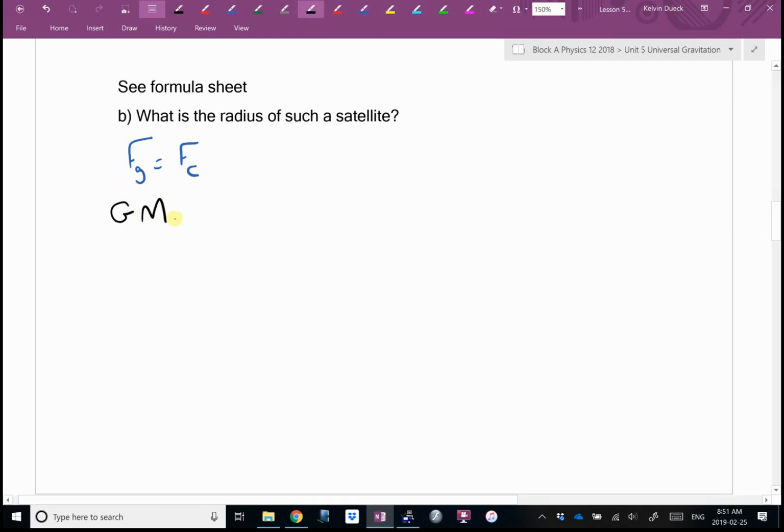Big G, big M, little m over r squared equals m. Which acceleration equation am I going to use here for moving in a circle? Oh, because I know the period. 4 pi squared r over t squared. A little m cancels. Does an r cancel? Is this the one we're going to have to use a cube root?